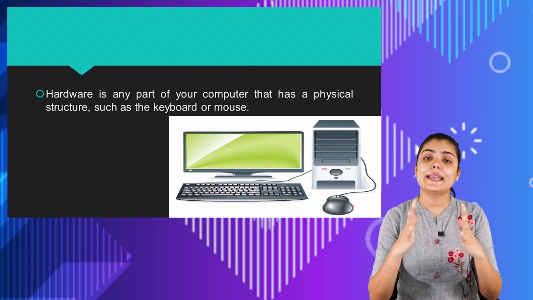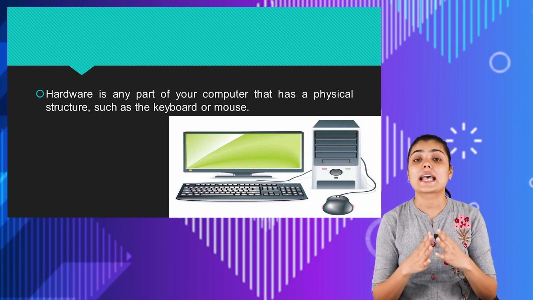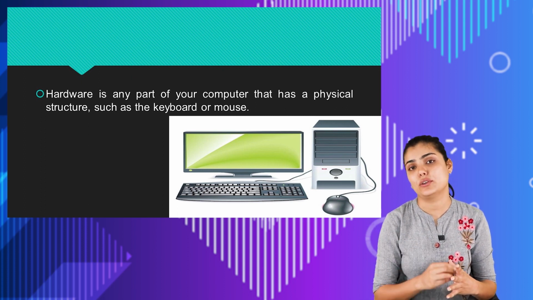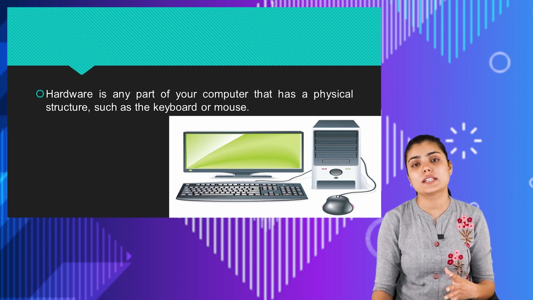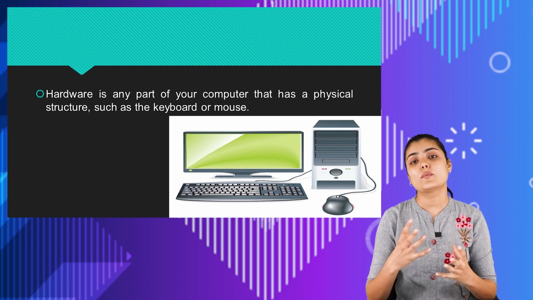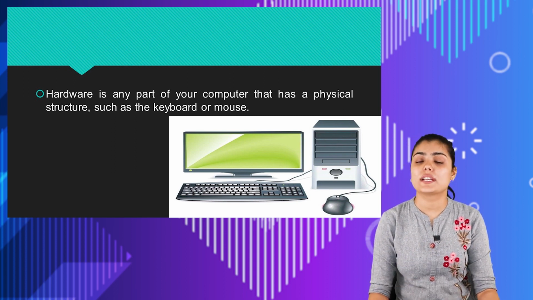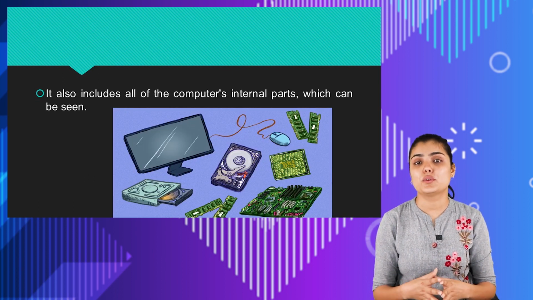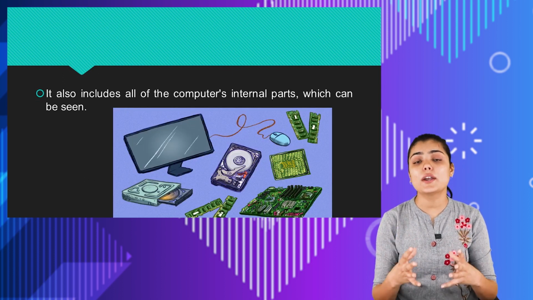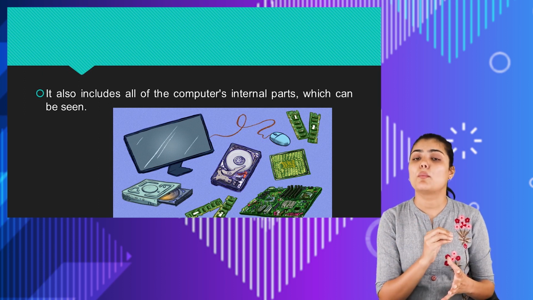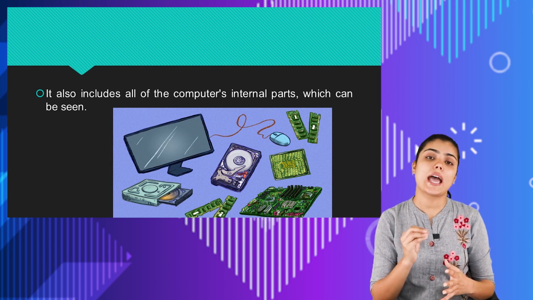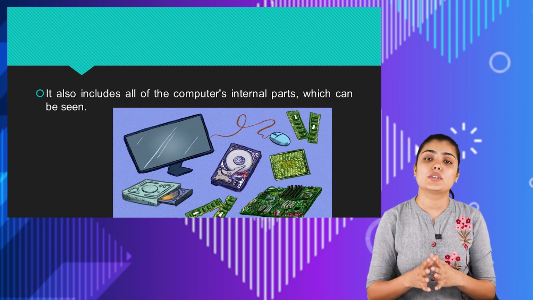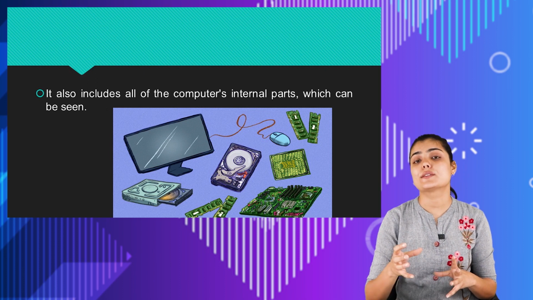So hardware is any component of a computer that has a physical structure which is tangible, which can be touched by the user, such as keyboard, mouse, monitor, printer, etc. Now, of course, when we are talking about the hardware component of a computer, we are talking about keyboard, monitor, which can be viewed by the user externally. But the hardware also includes all the internal components of the computer which have a physical structure or which are tangible. Here is a picture where it shows the internal components of the hardware.